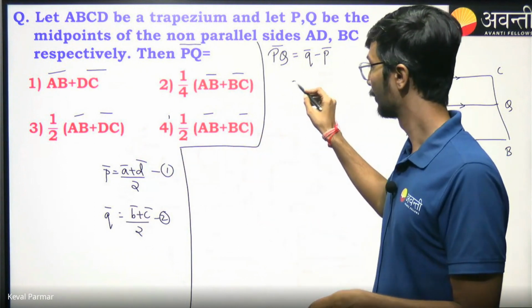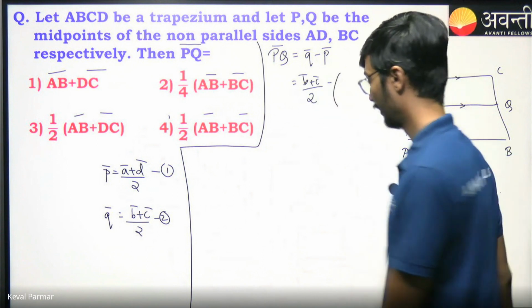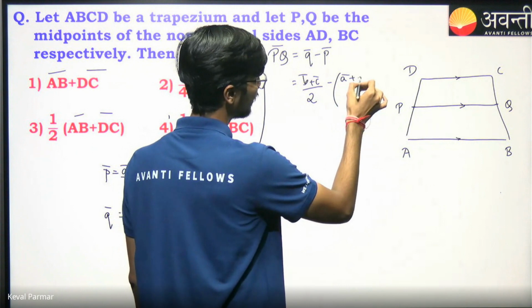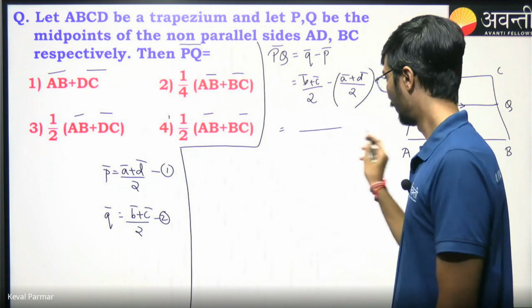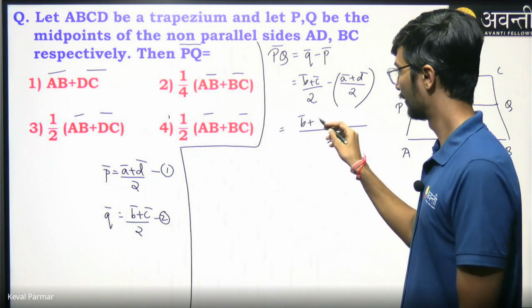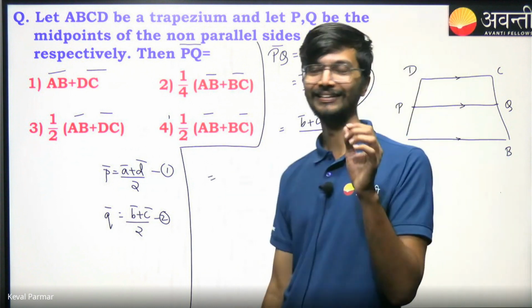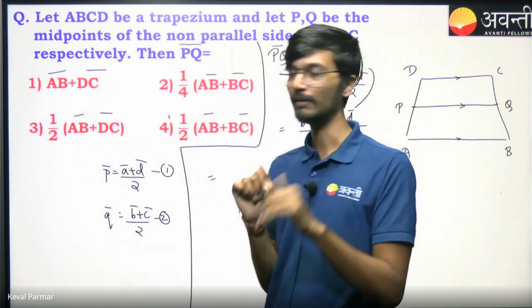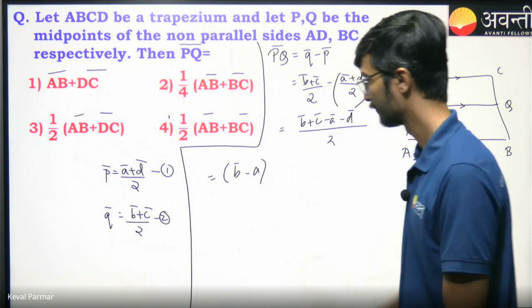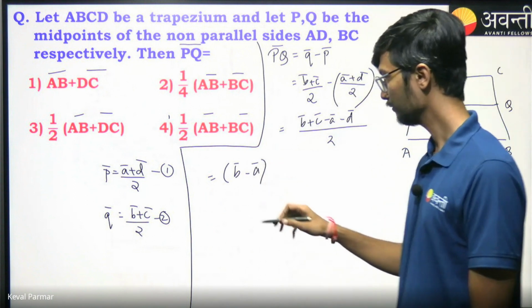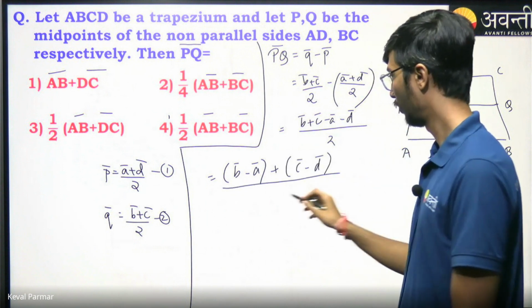So I can write Q bar minus P bar as B bar plus C bar upon 2 minus A bar plus D bar upon 2. There is no need to take LCM, so I'll get upon 2, B bar plus C bar minus A bar minus D bar. Now, one smart thing I will do here is look at the options. We want AB bar, so I will collect B bar minus A bar together, and similarly C bar minus D bar, the whole upon 2.